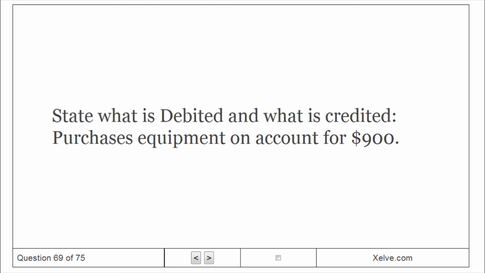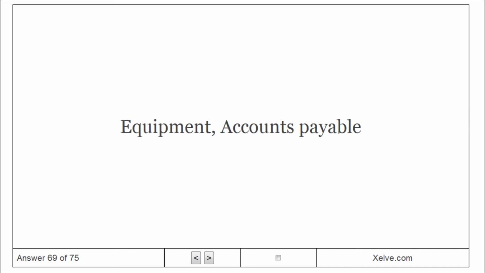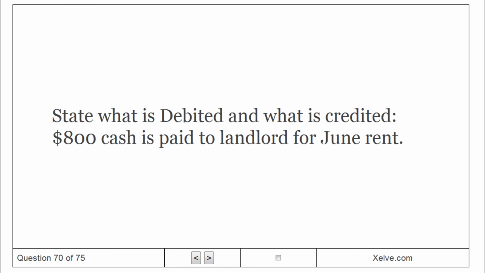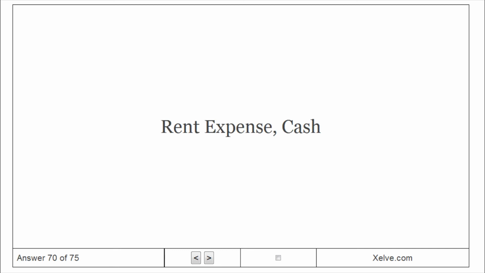State what is debited and what is credited. Purchases equipment on account for $900. Equipment, accounts payable. State what is debited and what is credited. $800 cash is paid to landlord for June rent. Rent expense, cash.